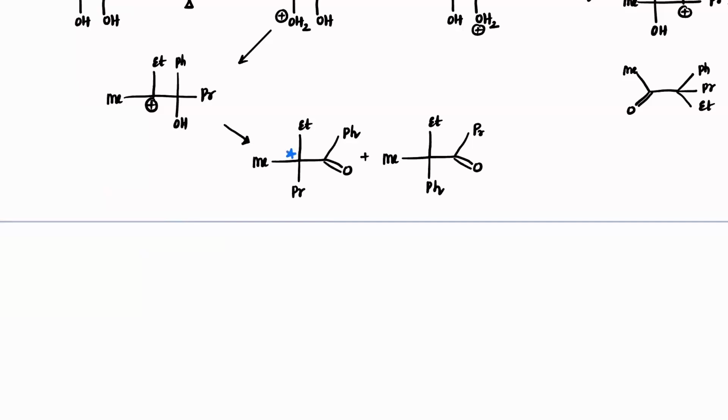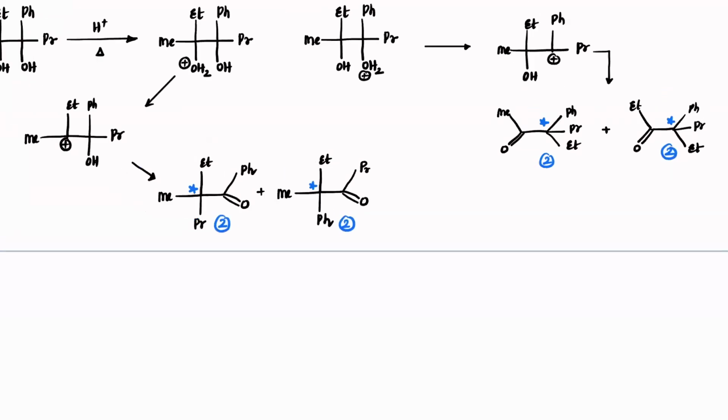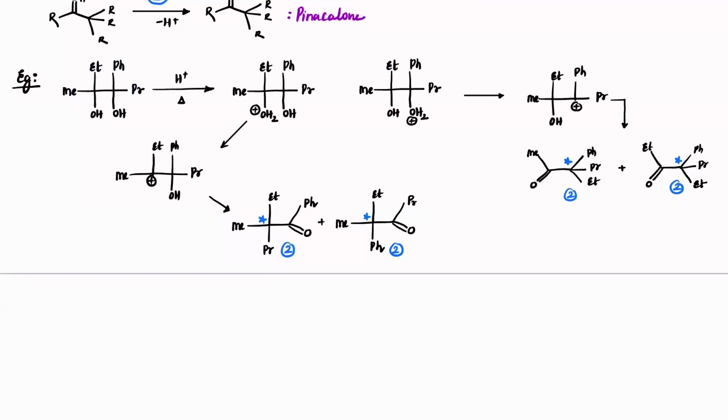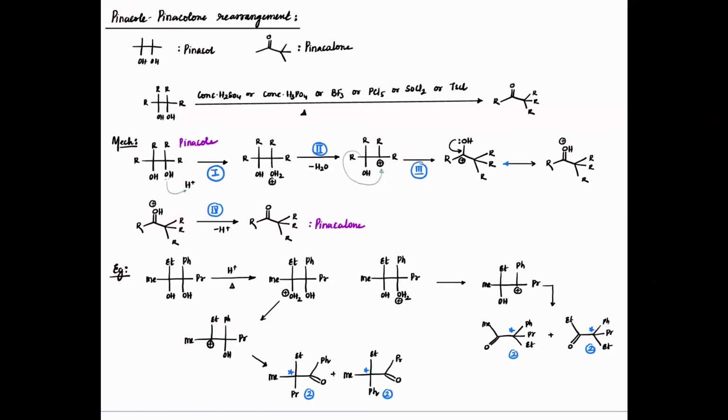This is a chiral center. After migration, this is a chiral center. So this will have two products. This is a chiral center. This will have two products. This is a chiral center. Again, two products. This is a chiral center. Again, two products. So including stereo, if you have four different alkyl groups on pinacol, then we can get 8 different products. Okay, so I want all of you to please check once quickly. What is the pinacol pinacolone rearrangement?